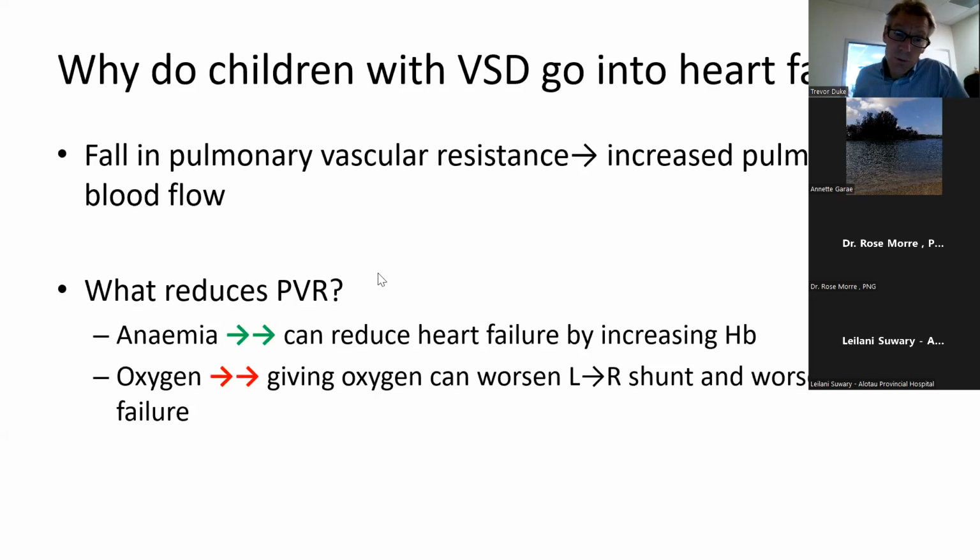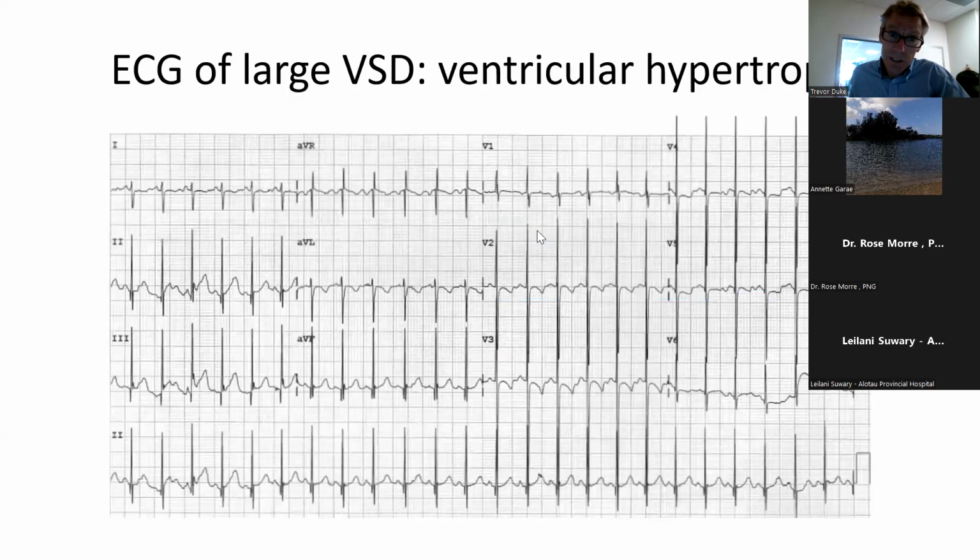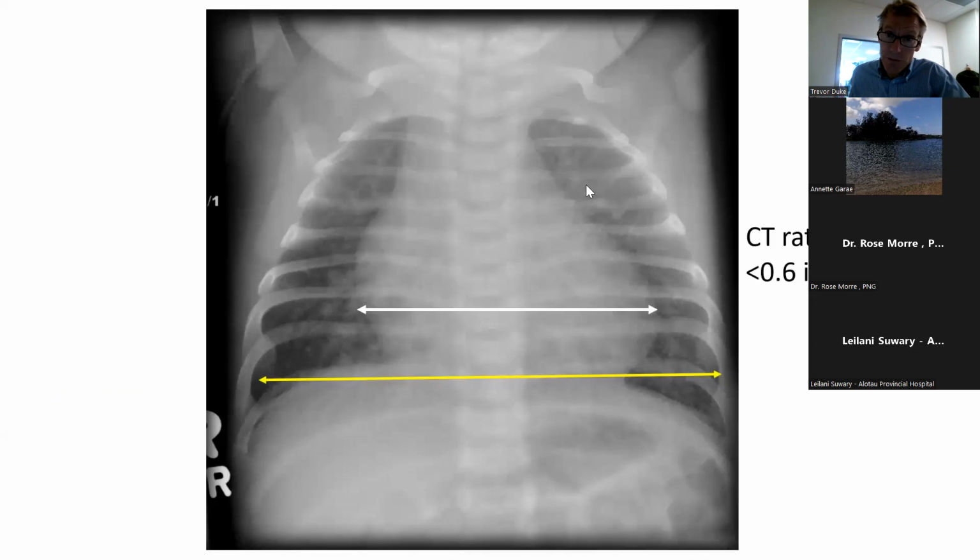And so it's important to understand why children present in heart failure. Typically it's because their hemoglobin's dropping. That's a normal phenomenon for the hemoglobin to drop, but sometimes children get anemic as well. They present because they've got increased pulmonary blood flow, and they have chest x-rays that look like this, with very congested lung fields because of the left to right shunting of blood.